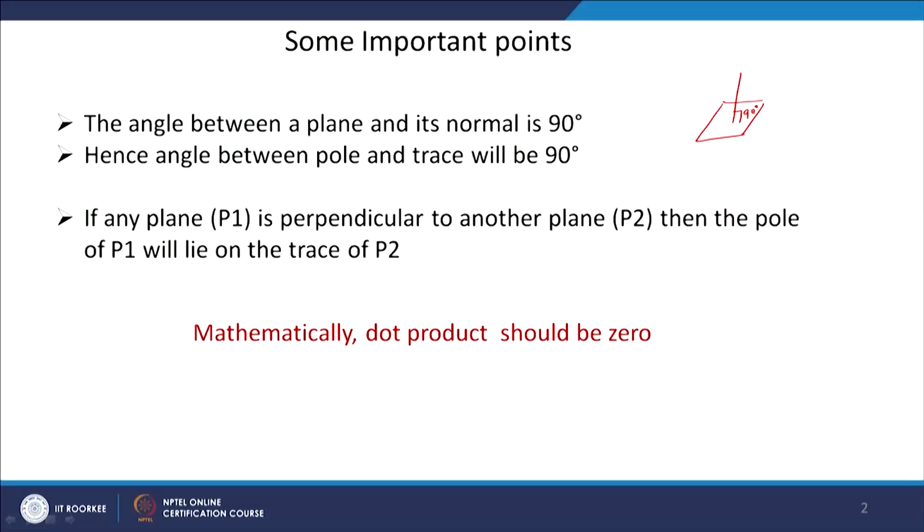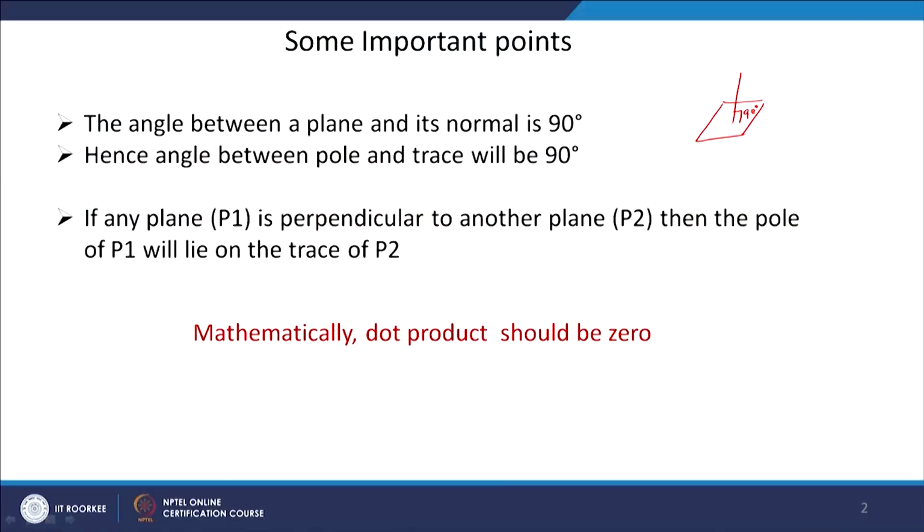And if any plane P1 is perpendicular to another plane P2, there can be a condition like this. This is one plane, and another plane is perpendicular to it. Then the pole of P1 will lie on the trace of P2. If you take the normal of this plane and the normal of the other, the normal of the plane which is perpendicular to it will lie in this plane. That means the pole of this plane will be lying on the trace of this plane. That is what we are trying to say.